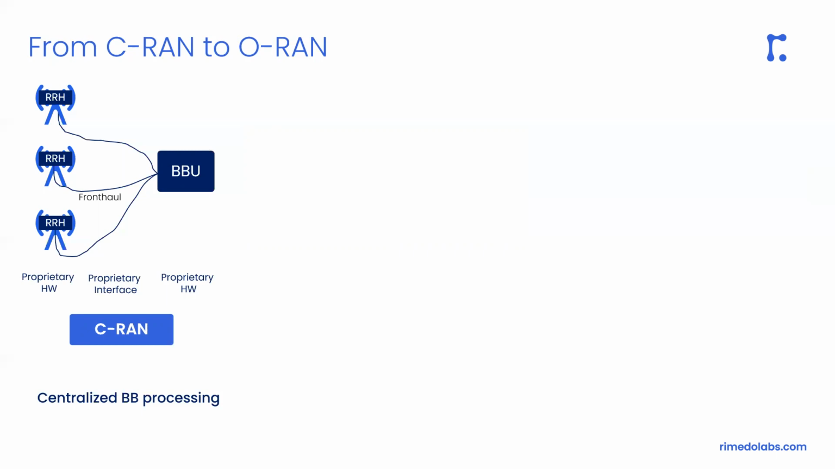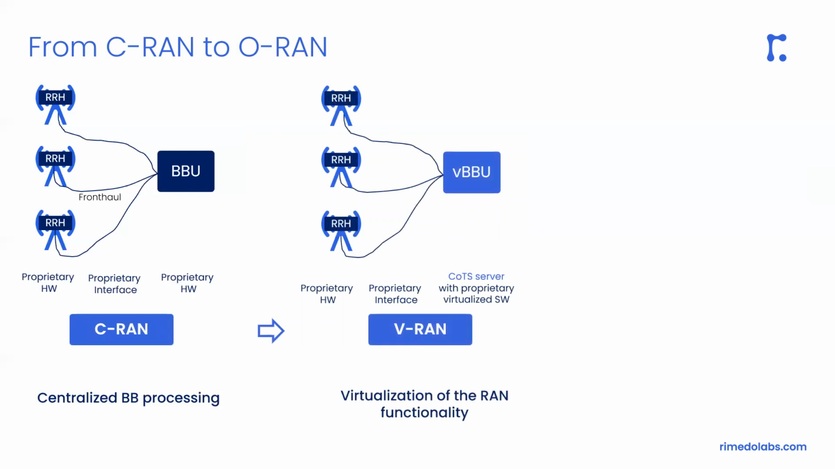In the first place, that was all proprietary hardware with a proprietary interface. At that time, that is, let's say, the CPRI protocol. The main advantage here is that we have centralized BBU processing, and that was already known in 4G networks.